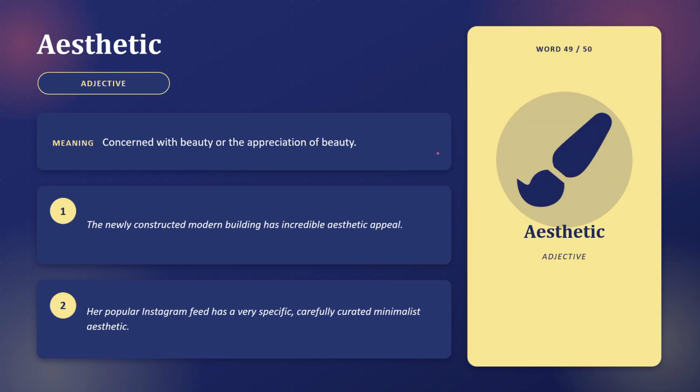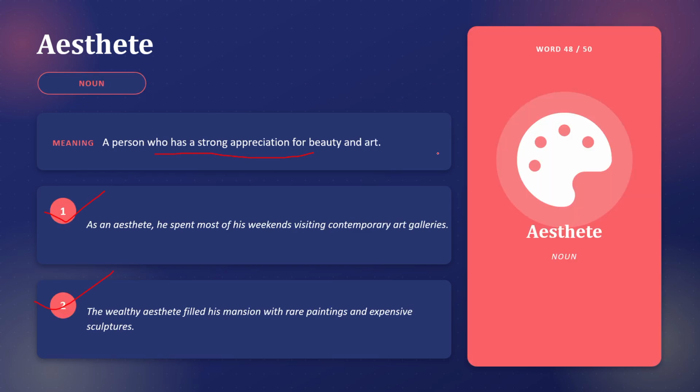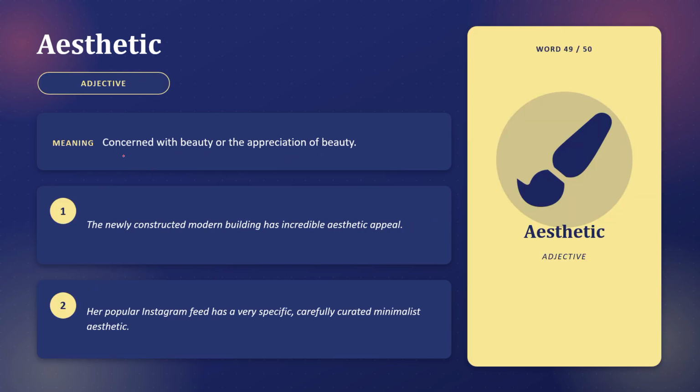Next, aesthetic. It is the adjective form of the noun aesthete. Okay, it means concerned with beauty or the appreciation of beauty. Clear? The newly constructed modern building had incredible aesthetic appeal. Next, her popular Instagram feed has a very specific, carefully curated minimalist aesthetic.